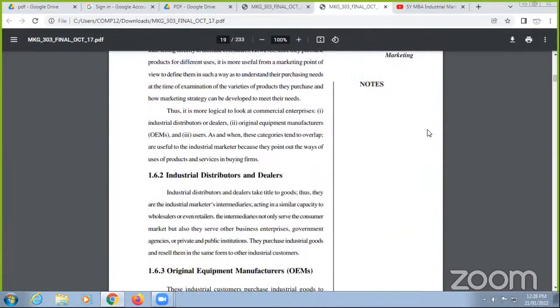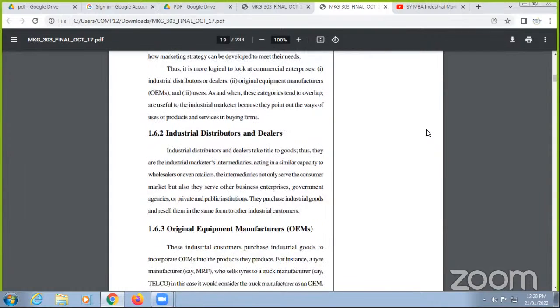Second is the industrial distributors and dealers. Industrial distributors and dealers take title to goods, thus they are industrial marketing intermediaries acting in a similar capacity to wholesalers or even retailers. The intermediaries not only serve the customer market but also serve business enterprises, government agencies, and public institutions. They purchase industrial goods and resell them in the same form to other industrial customers.